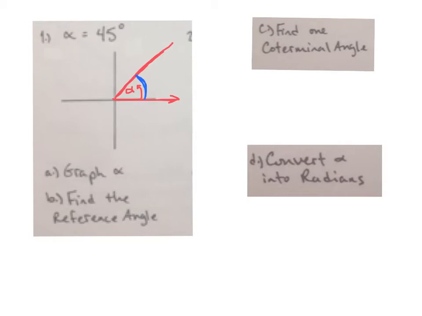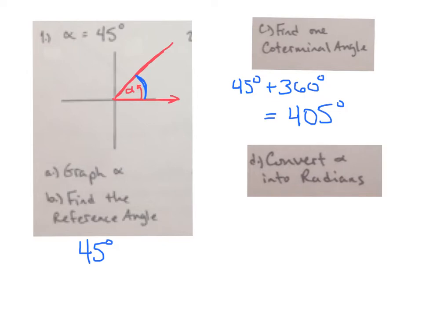In this case, it's the same positive x-axis. So the reference angle is the same as the angle itself, 45 degrees. To find a coterminal angle, all we have to do is take the angle that we're given, the 45 degrees, and add one trip around the circle to it. So add 360 degrees, and we'll get a coterminal angle of 405 degrees. Now remember, there's infinitely many coterminal angles because you can go around the circle multiple times. You can go positively or negatively, and it doesn't matter.